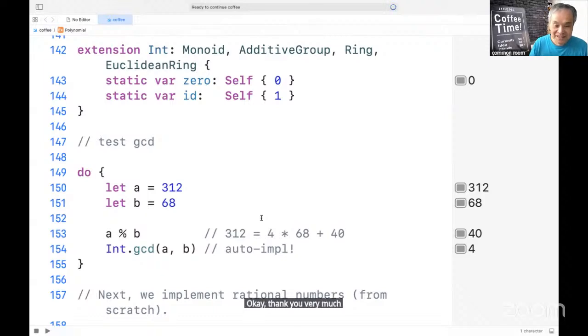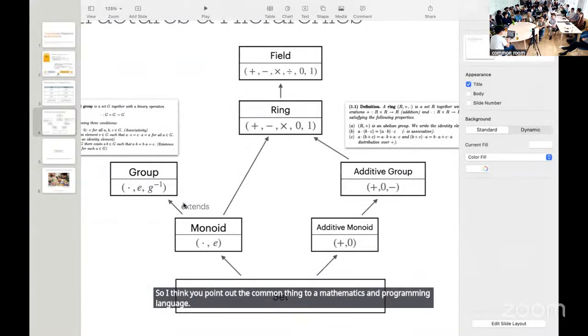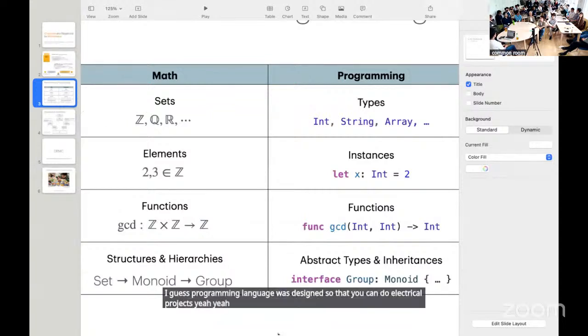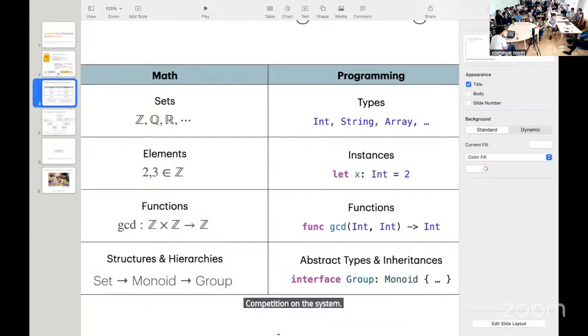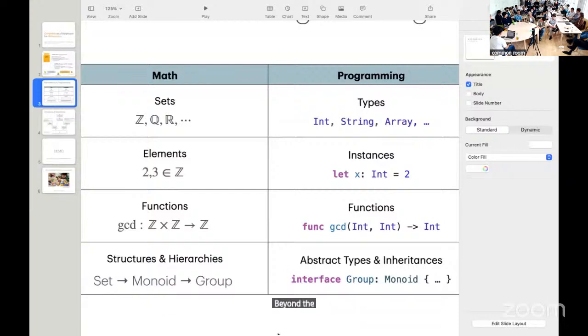One more question, about the limitation of this approach. I think you point out the common thing between mathematics and programming languages. But I guess programming languages were designed so that you can do mathematics. Do you have a comment on how much complex structure mathematicians can handle, beyond what was designed by computational linguistics? Can you repeat the question? Do you have a comment on how much complex structure you can approach beyond the engineers' first design?